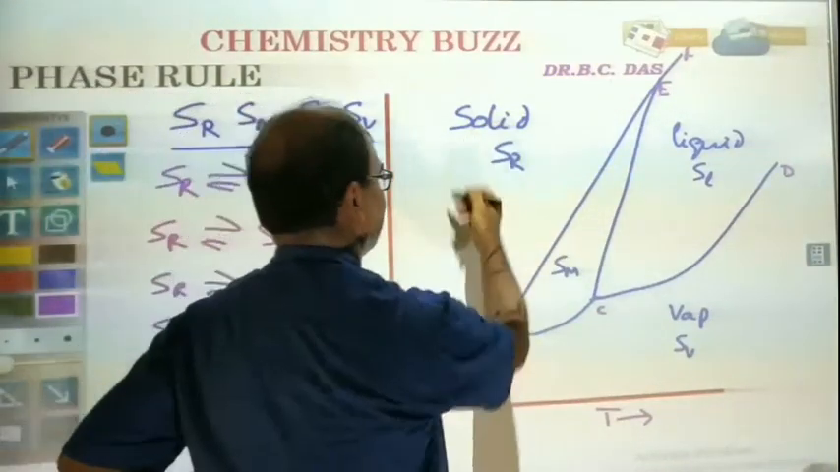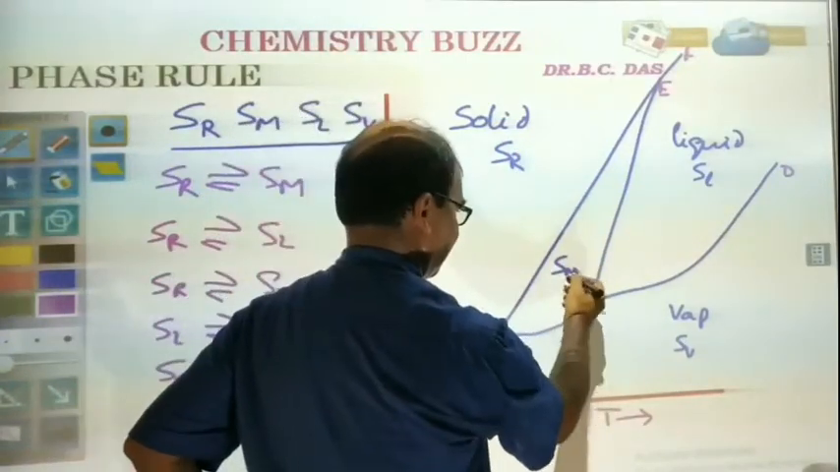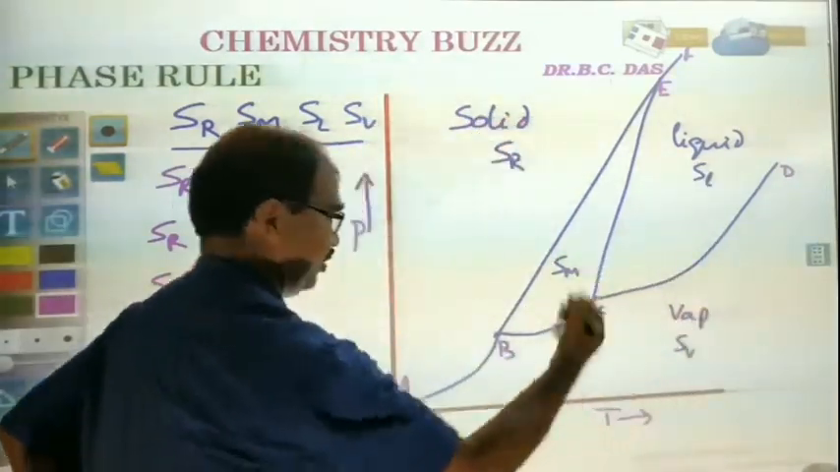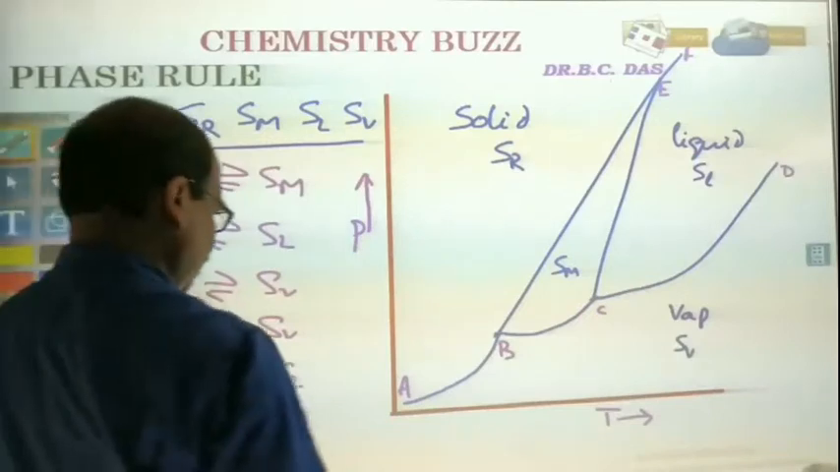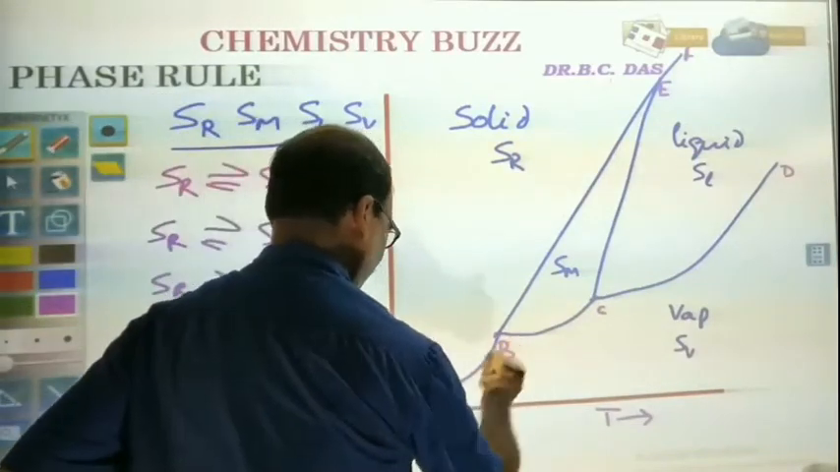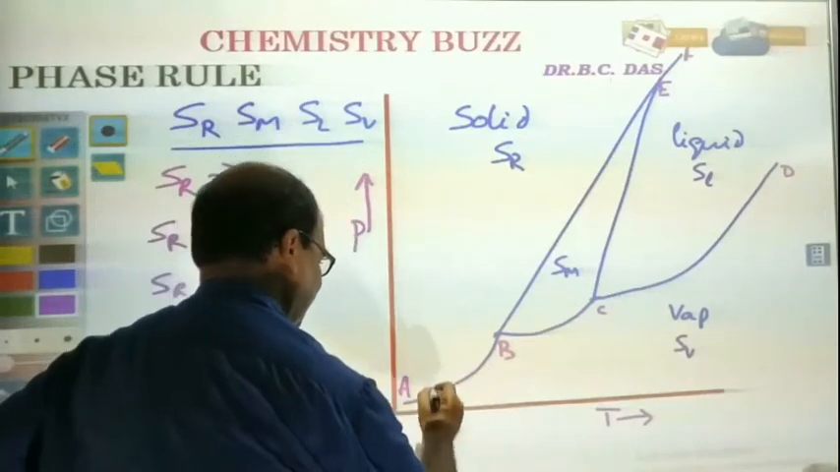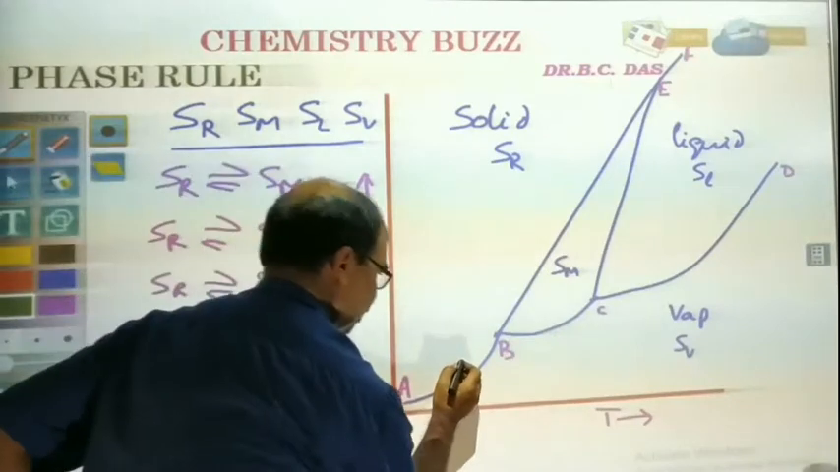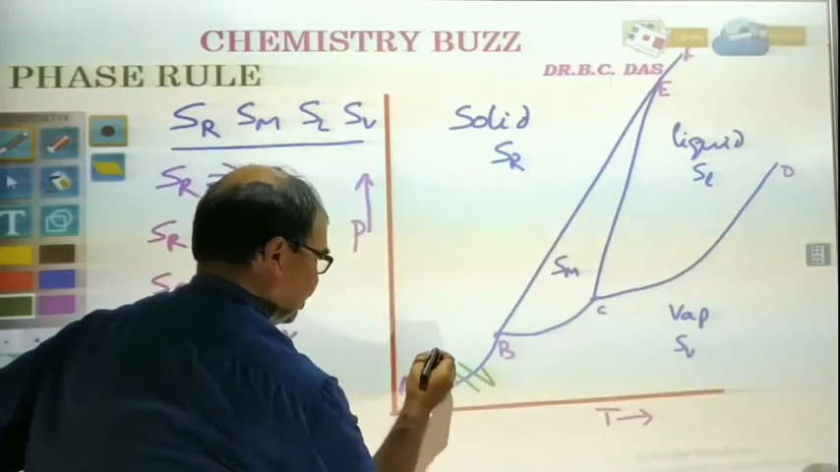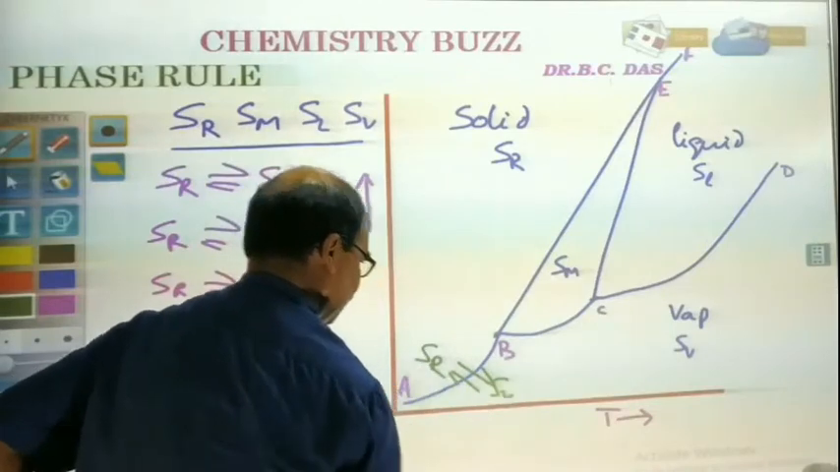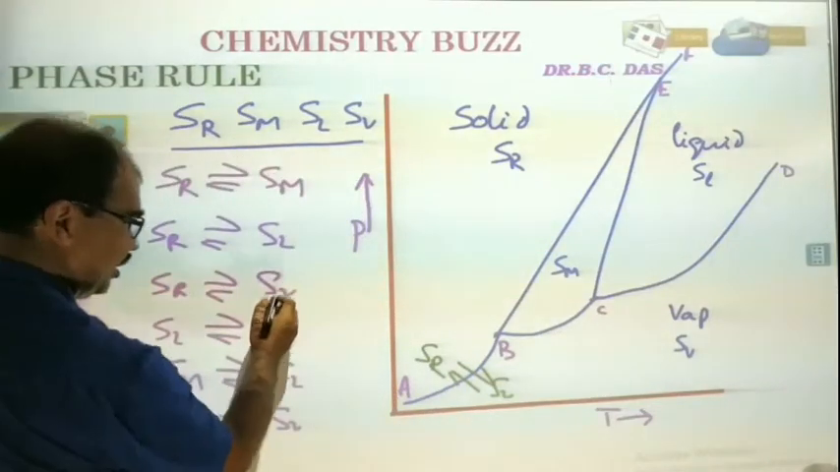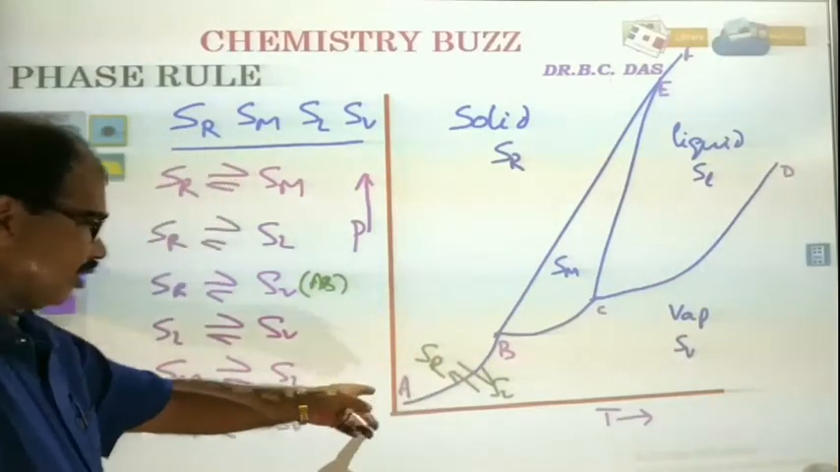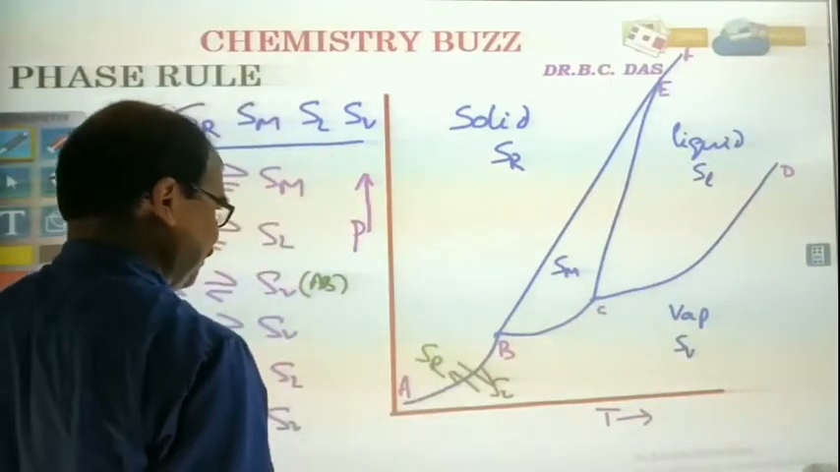So this portion is solid rhombic sulfur, this is monoclinic sulfur, this is liquid sulfur, and this region is sulfur vapor. Say A to B, this is the sublimation curve, the equilibrium of rhombic sulfur and sulfur vapor, SR-SV. So this line is AB. AB is the sublimation curve of rhombic sulfur.